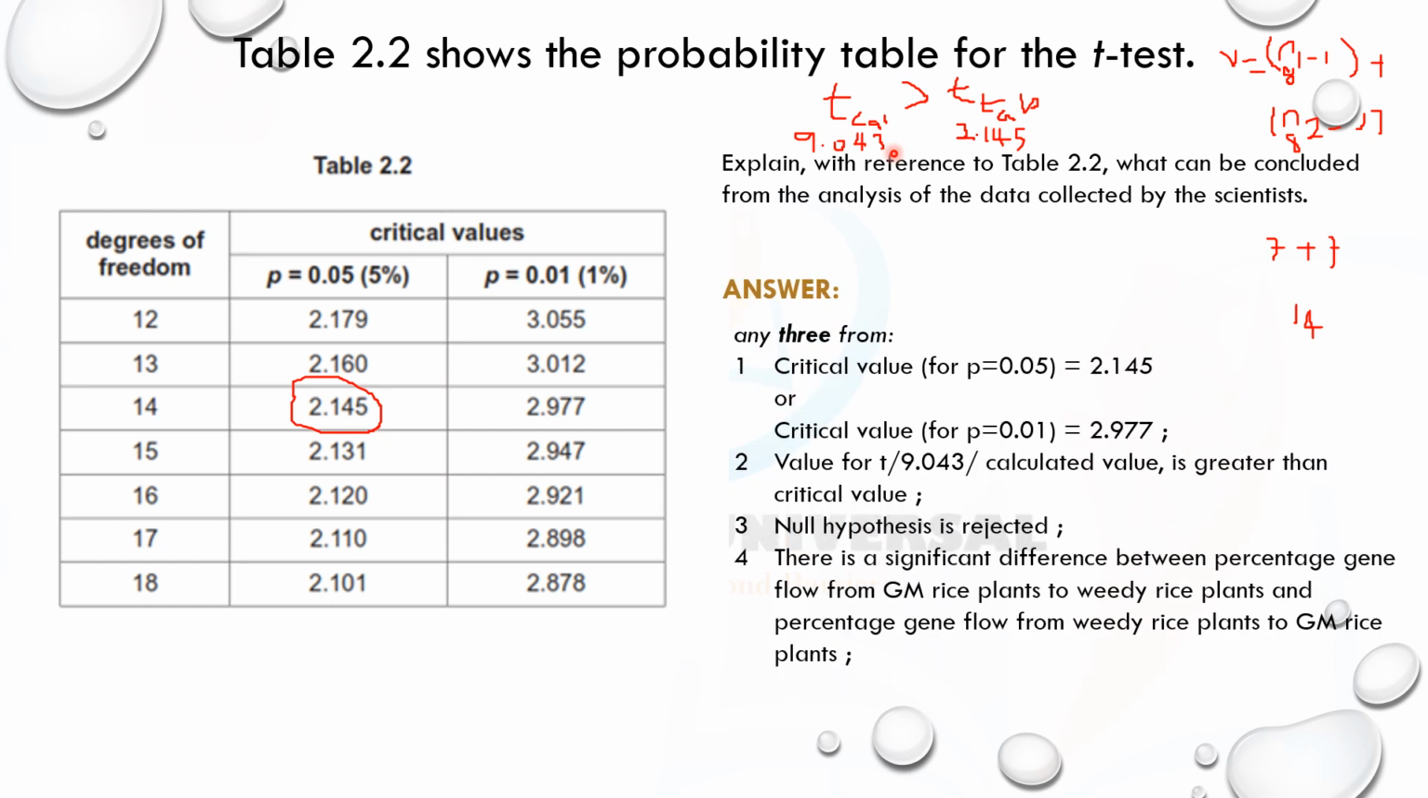So the critical probability is this, and this is also for 0.01. The calculated value is greater than the critical value, so the null hypothesis is rejected. There is significant difference, therefore, between percentage gene flow from GM rice plant to weedy rice plant and percentage gene flow from weedy rice plant to GM. That is all they wanted to say. 3 marks, that's a lot.